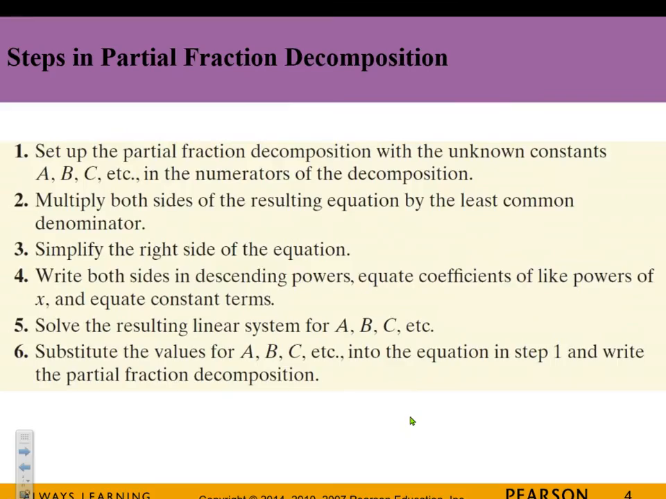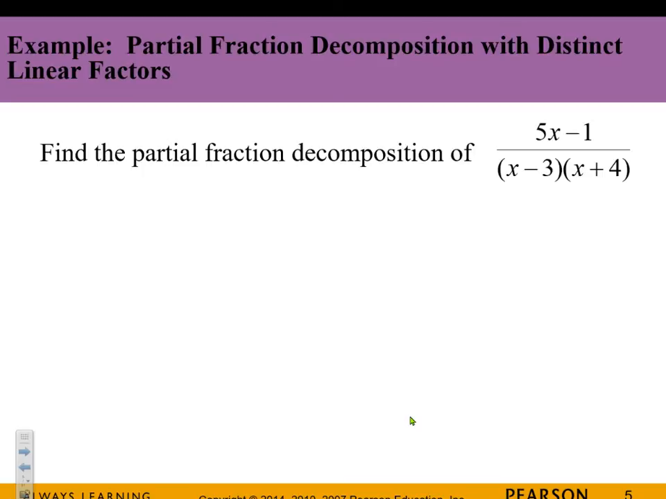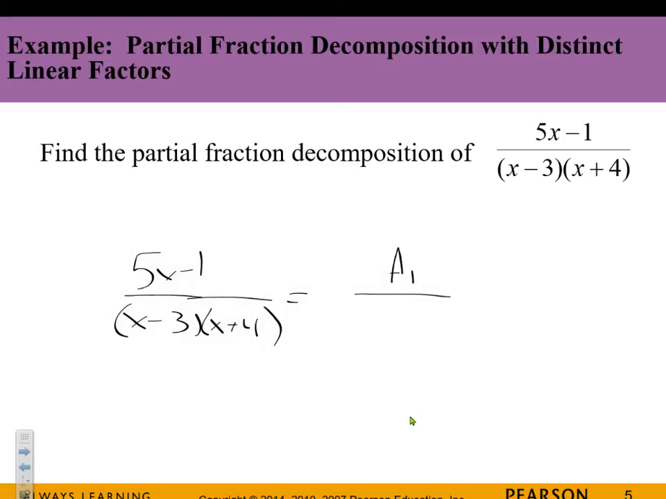So let me give you a more concrete example. If I have 5x minus 1 over x minus 3 times x plus 4, then that means it had to come maybe from some fractions. We'll call this a sub 1 because I don't know what's supposed to be up there, but it could have had a denominator of x minus 3. And then the other one had a denominator of x plus 4, and I don't know what goes there. Does that make sense?